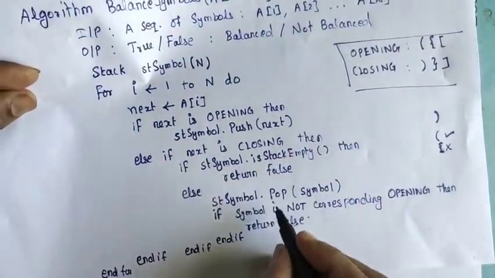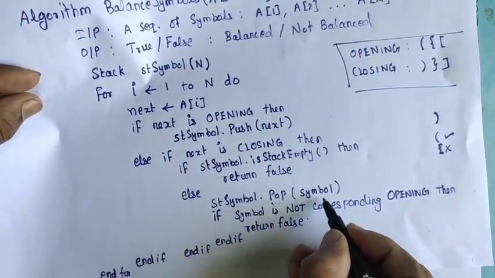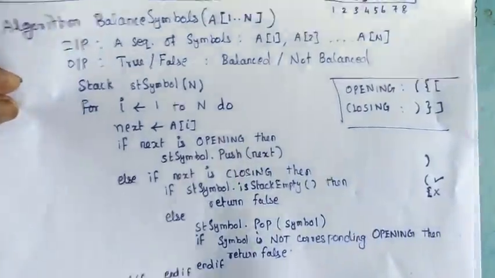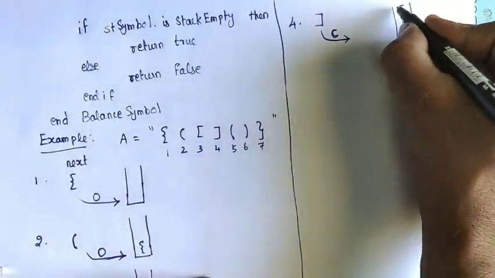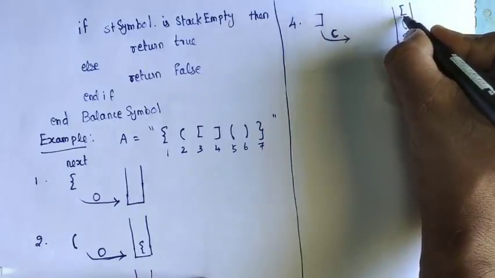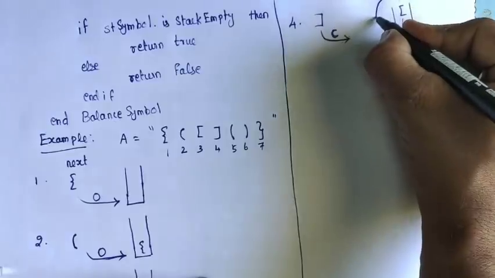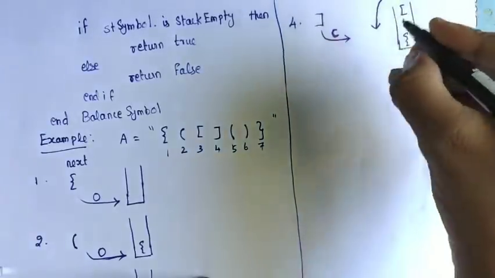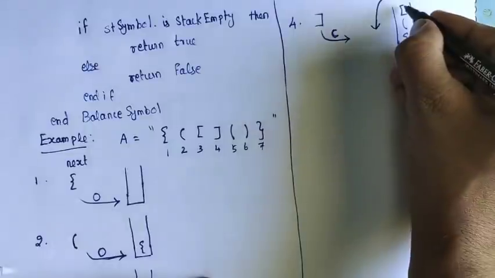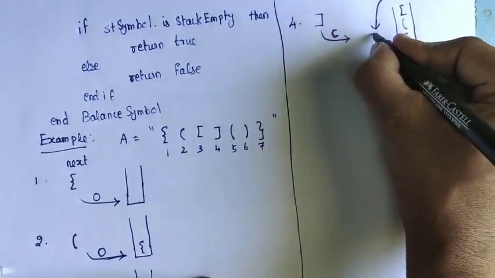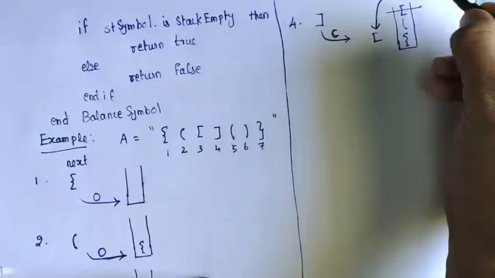So if it is not empty, I have to pop one element from the stack. Pop one element from the stack means the one which was inserted recently, that is the bracket, this close bracket. So this will be popped. So this symbol is closing, and this popped element is this one. So this will get popped.